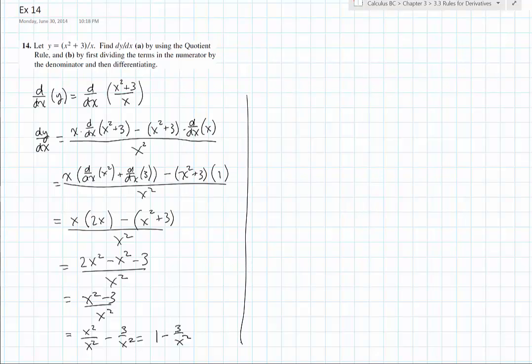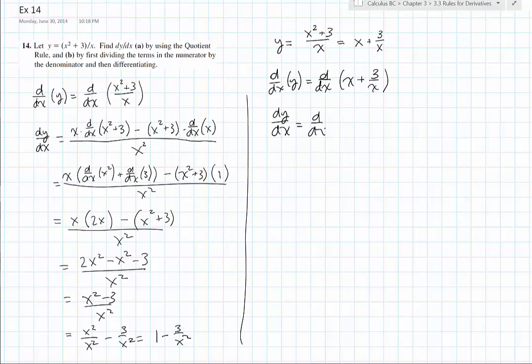Now they asked us to do this problem again, but what would happen if we cleaned it up first before we applied the derivative? What if we took this expression and changed it into its equivalent of x plus 3 over x? What happens if we take the derivative with respect to x of both sides of that expression? y equals x plus 3 over x. Well, we still get dy/dx.